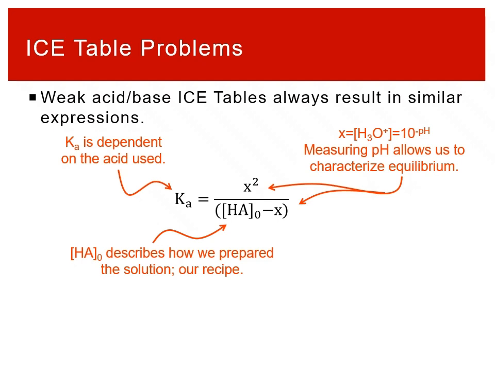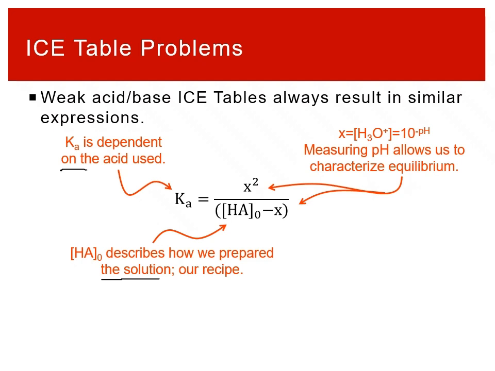First is the Ka, which is dependent on the acid used, right? We've always known what the acid is previously, or base or whatever it is, and that gives us, well, here's what the Ka is. We can look it up in a table. And then the final thing is the actual initial concentration of the acid, how you tried to make this solution, what the recipe is.